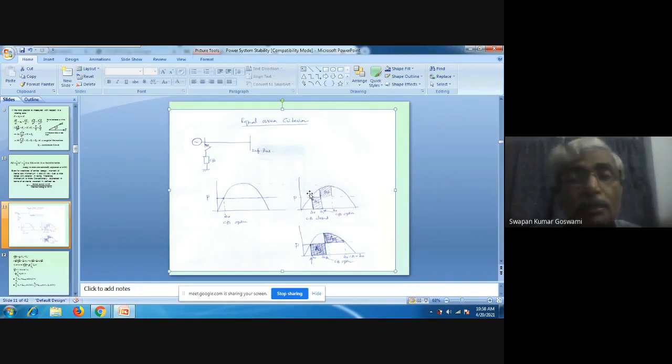When decreasing, what will be the path followed by this machine? What will be the power output then? Obviously, power output has to follow this power angle curve. So it will be here. Why does power output have to follow this power angle curve?